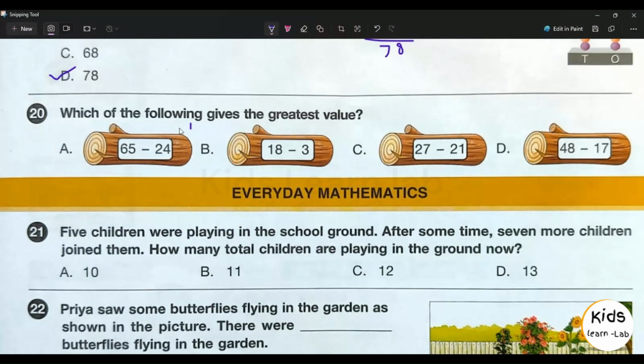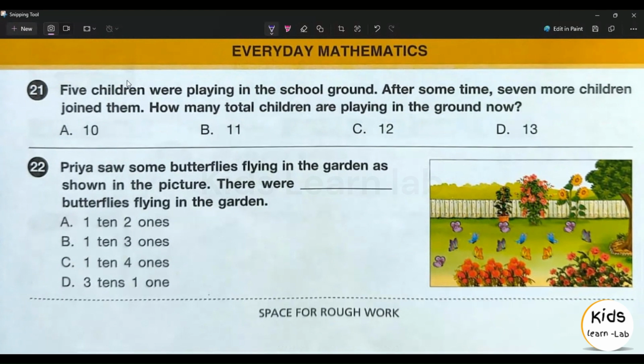20th question, which of the following gives the greatest value? 5 minus 4 is 1, 6 minus 2 is 4, 18 minus 3 is 15, 27 minus 21 is 6, 48 minus 17 is 31. Option A, 41 is the right answer.